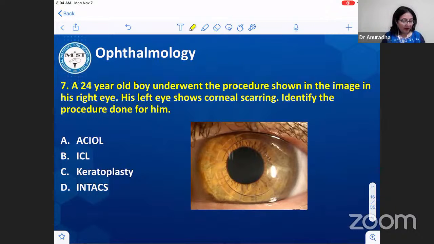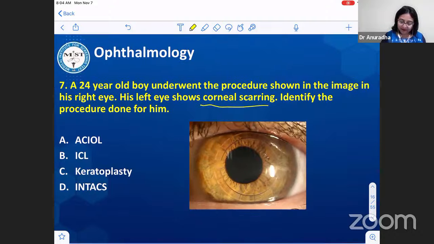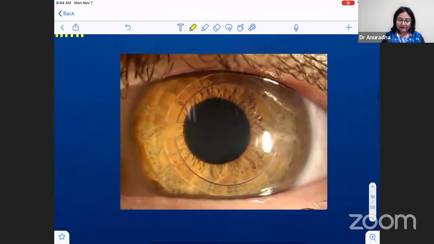So here is a young man who underwent the procedure shown in the image. In one eye this procedure was done, and his other eye has corneal scarring. So what was the reason for the corneal scarring? We have to identify this procedure. Let's come to the slit lamp picture. What do you see here, my dear friends?